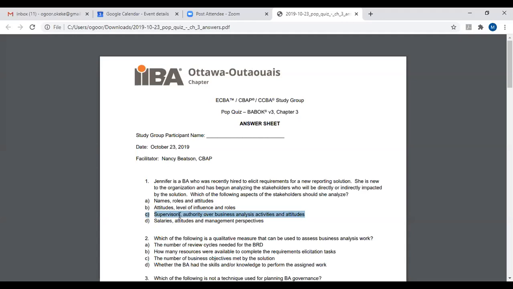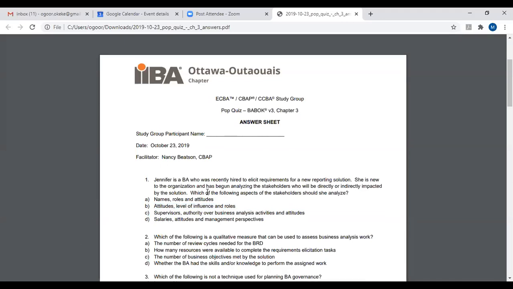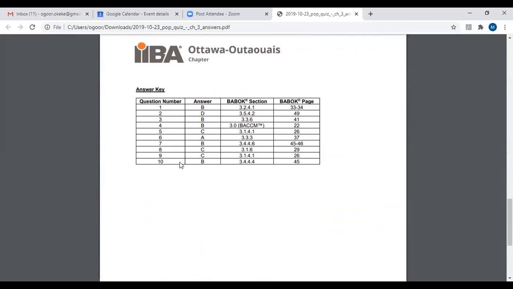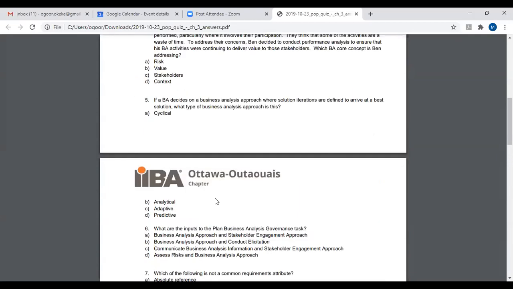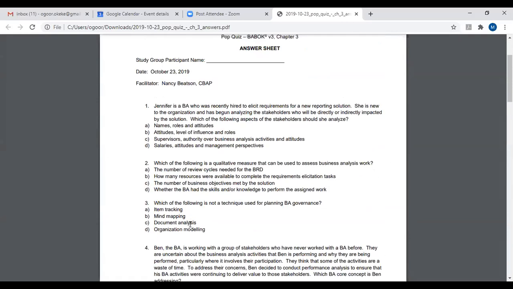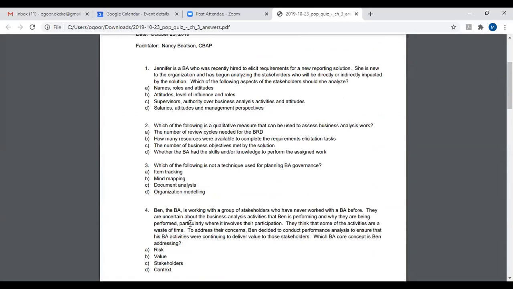Yeah, the attitude, level of influence and roles, that's the key. I don't think their supervisor has any business. But why should we ignore the supervisor? Supervisors might not be a stakeholder. Exactly. The stakeholders might just be the project manager and the sponsor. What I want to point out is that in your organization, your supervisor may be your stakeholder. But remember that this exam is written according to BABOK, and in BABOK they never listed the supervisor as a stakeholder. So let's be guided and answer according to BABOK.